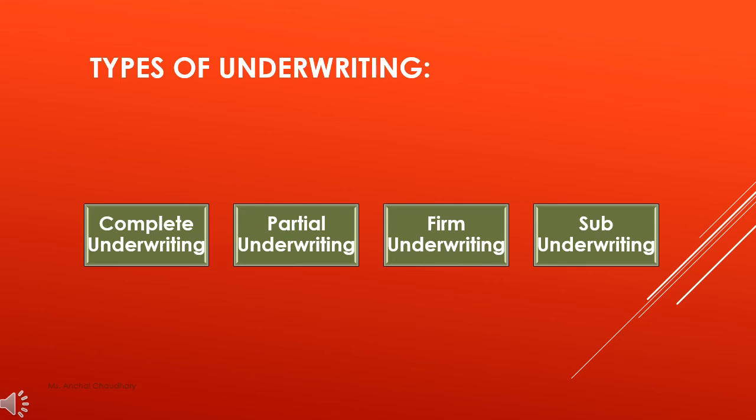Basically, in complete underwriting, all your company's shares and debentures are underwritten by a number of underwriters or by one underwriter only. Next is partial underwriting. If a part of the issue of shares or debentures of a company is underwritten, then it is said to be partial underwriting. Such an underwriting may be done by one underwriter or by a number of underwriters. In case of partial underwriting, the company is treated as underwriter for the remaining part of the issue.